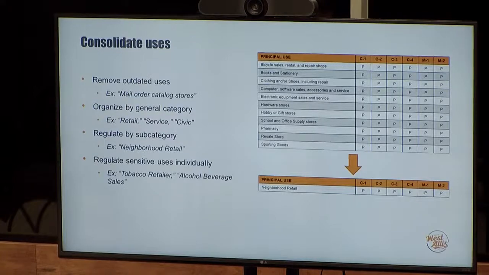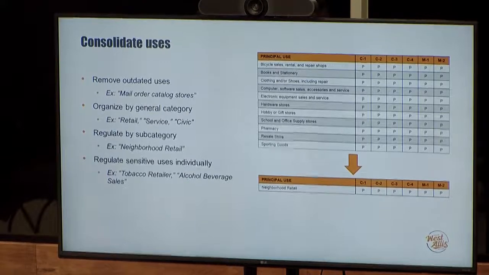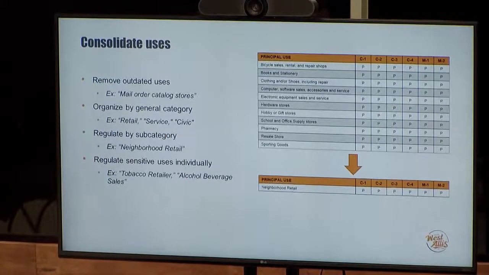And we'll also still be regulating some of the sensitive uses individually. So tobacco retailer again, for example, or alcohol beverage sales, or kennels, for example. We want to make sure that those have their own regulations, and they're permitted in certain districts.